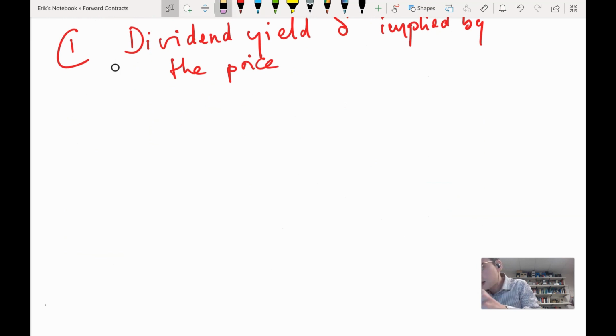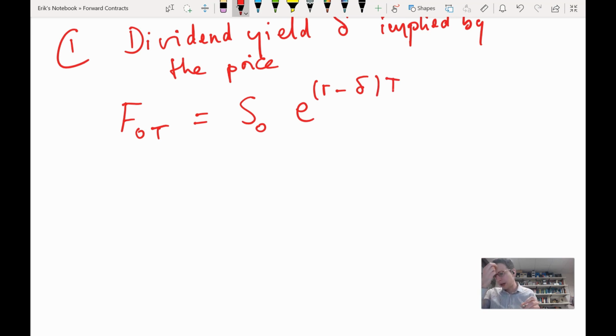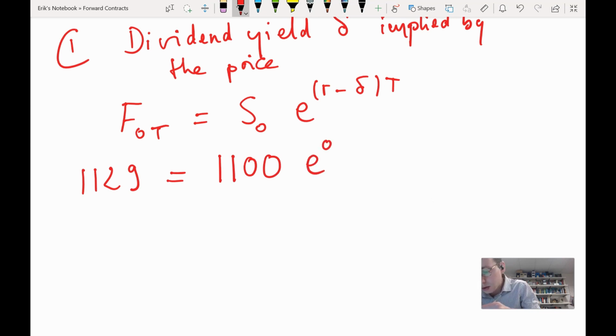Well, let's see. There is one thing that we know, which is that we have a formula that links the forward price to the spot price. Now let's replace what we do know and what we do not know. I know the forward price. I know the spot price. And what else do I know? I know the interest rate, 0.05. I do not know delta. And I know the maturity. Well, that seems like I have one equation and one unknown, so I'm going to try to solve this.